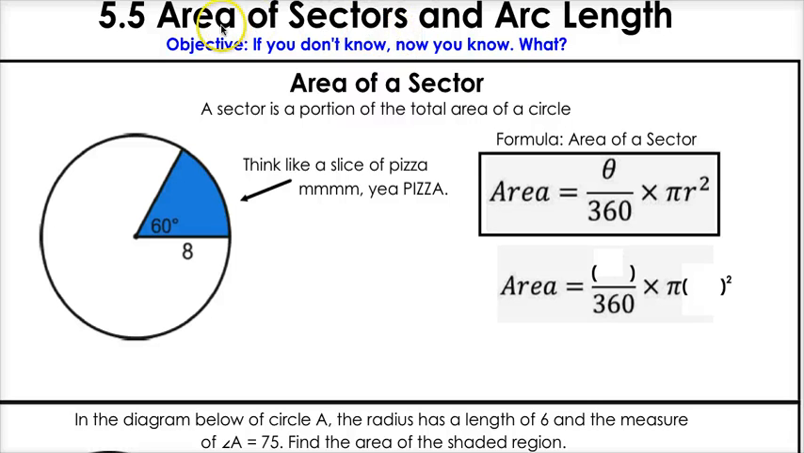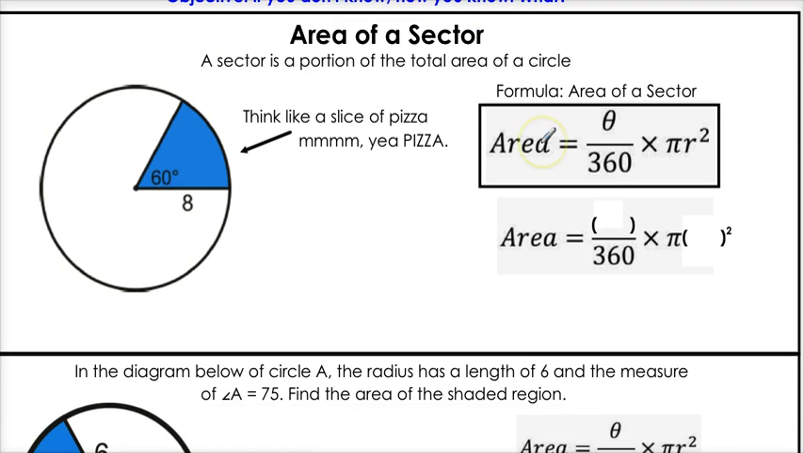Welcome to lesson 5.5, the area of sectors and arc length. We're going to be building upon what we did last lesson, where we found out how to find the area of circles and the circumference. Now we're just going to find parts of the area and parts of the circumference. It's that simple, so let's go into it.